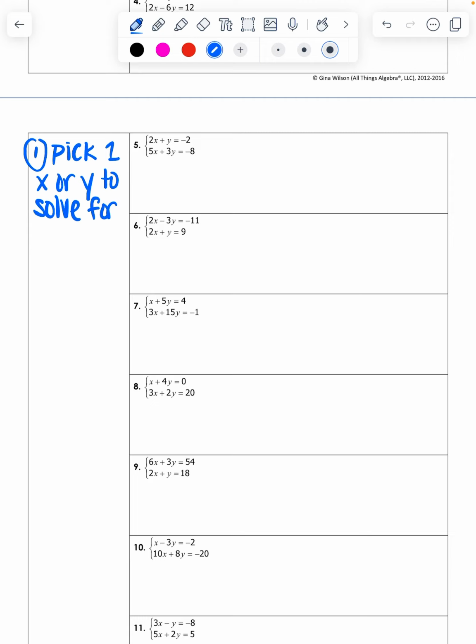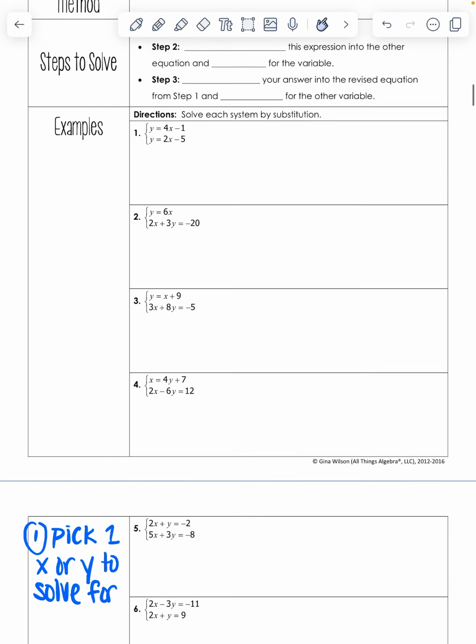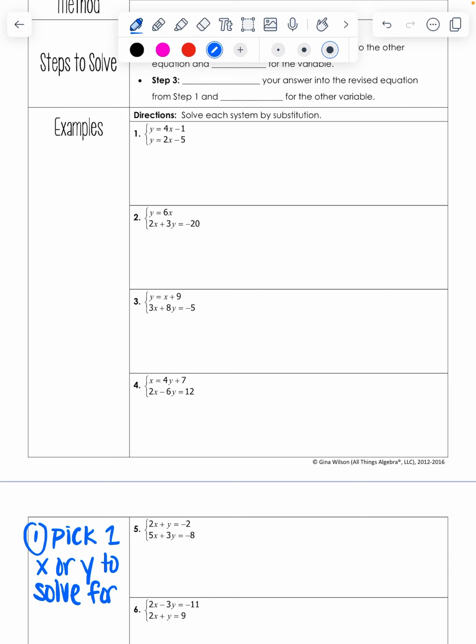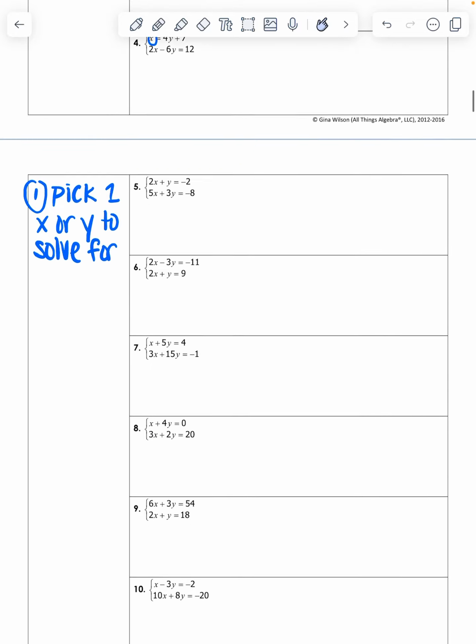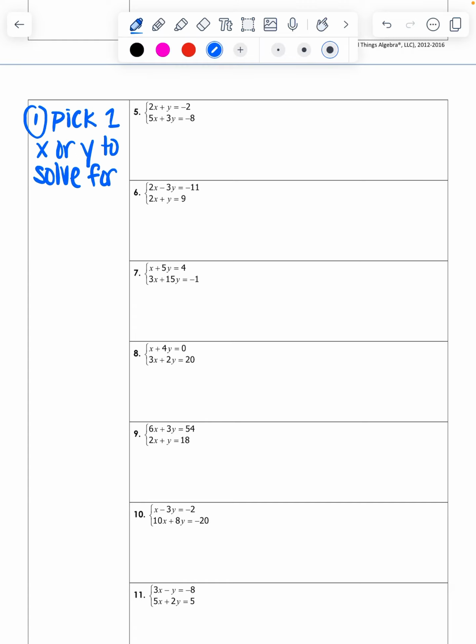So if we're looking at number 5, the equations we have are 2x plus y equals -2 and 5x plus 3y equals -8. None of these equations look like the previous page, where we had, like, y equals 4x minus 1. Now, number 1 was interesting because both equations had y equals, but the rest of them had one equation that was solved for either y or x. The only way substitution can work is if at least one equation is solved for y or for x. Now, in this case, number 5, we do not have a variable solved for at all.